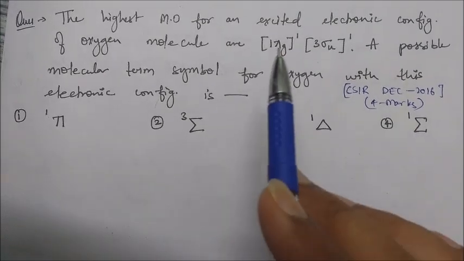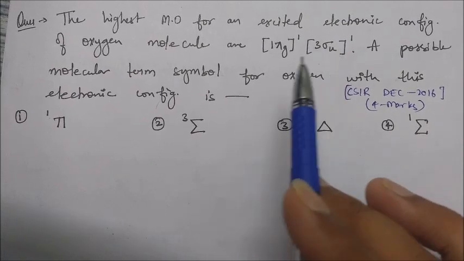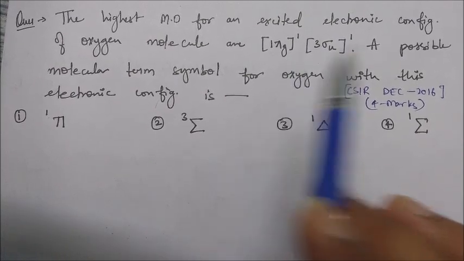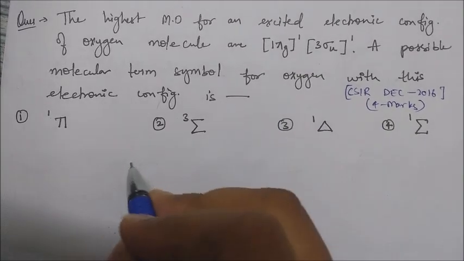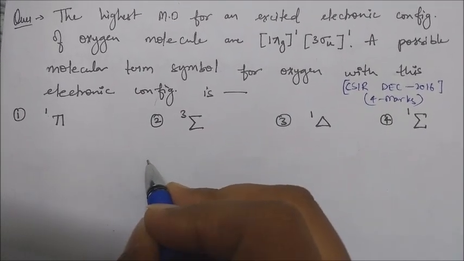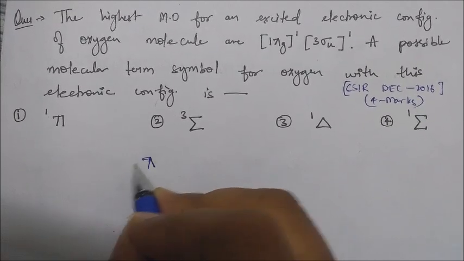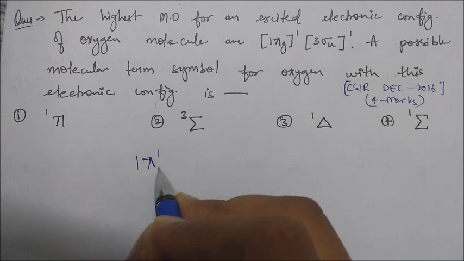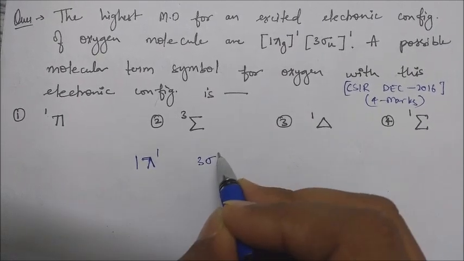Okay, here they have given two electrons, one in pi orbital, one in sigma orbital, and they have asked you to find out the molecular term symbol. Okay, so this is very easy. I will tell you how. See, one electron is there in pi orbital and one electron is there in sigma orbital. I am just writing that as 1 pi 1 and 1 sigma 1. I am not writing g and u.